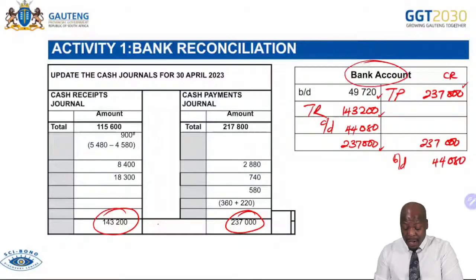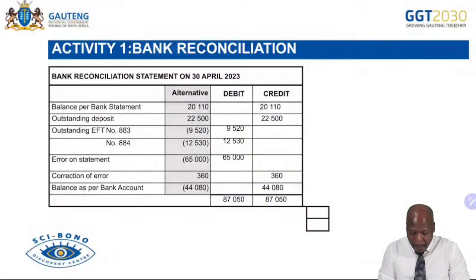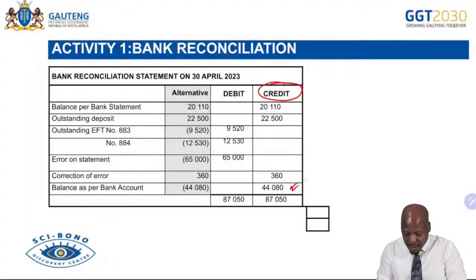The balance is on the credit side of the bank account, because the next part we're going to is the bank reconciliation statement. We're going to complete it now. So here we have a balance as per bank account, which is on the credit side, 44,080. Hence, when we come here, our balance as per bank account, you also find it on the credit side, which is 44,080. Remember, we had already recorded these ones.